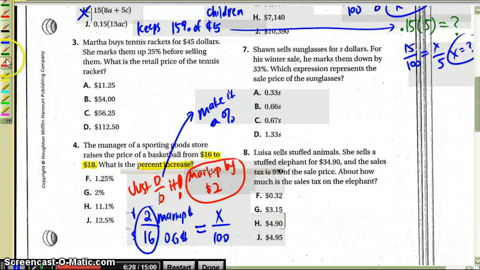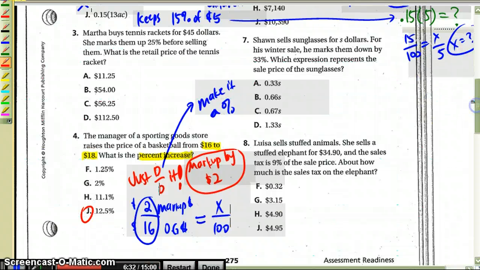Your final answer should be, there you go, circled it for you, J.